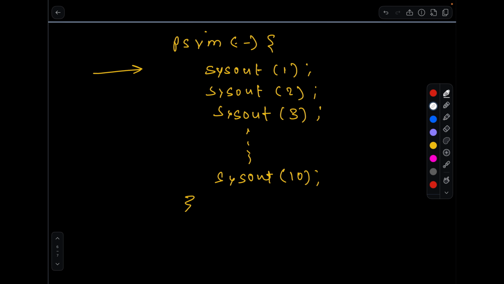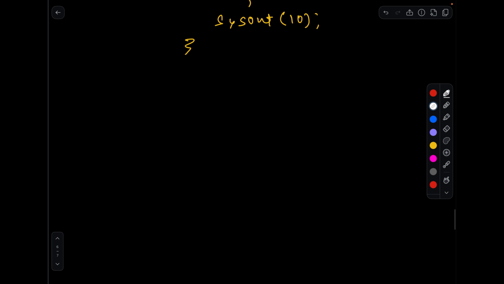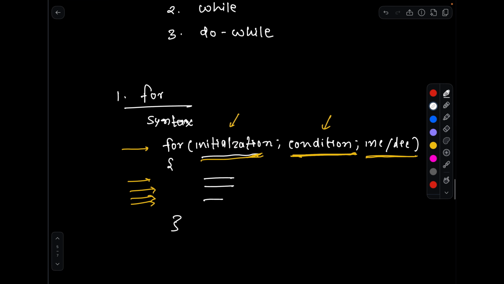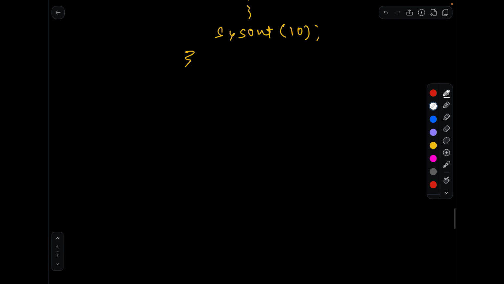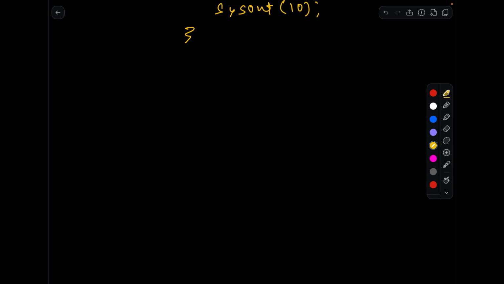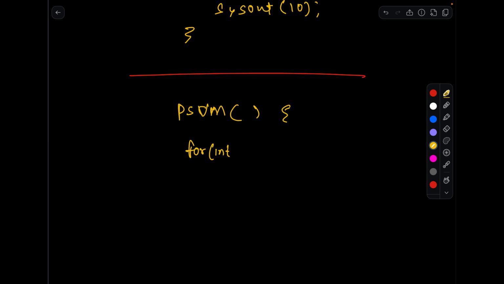Okay, so how can we resolve this issue? Like we have seen, this is the syntax of the for loop. How can we do it? Let's suppose this is psvm, sorry, public static void main. Inside the for loop, we have to initialize a variable. The first parameter is initialization. So int a equals 1.